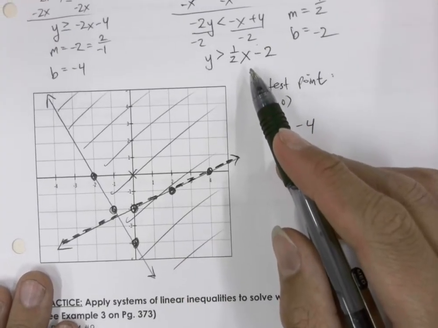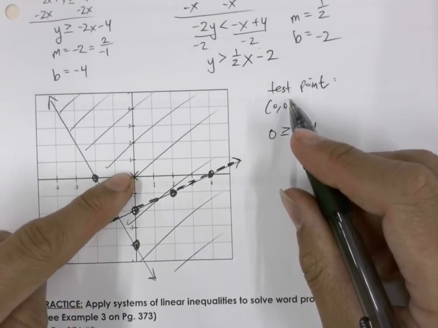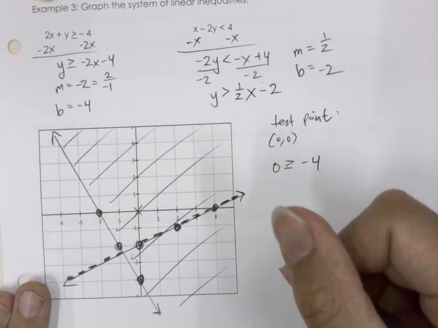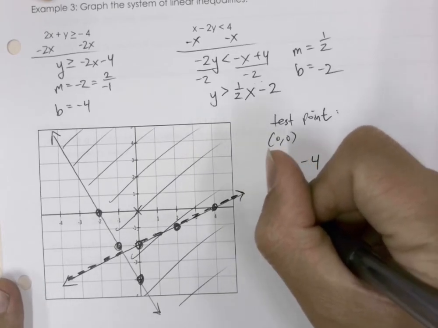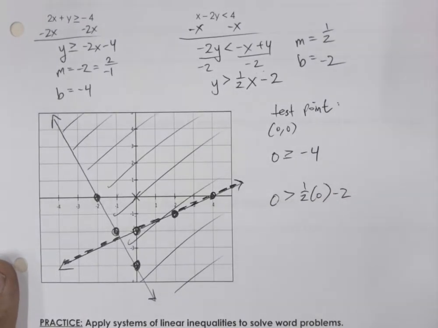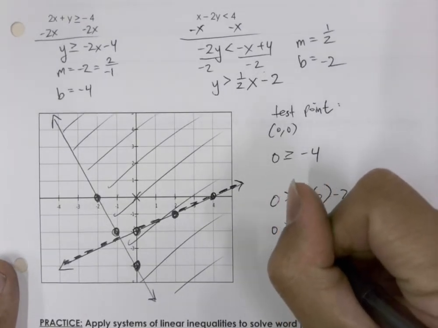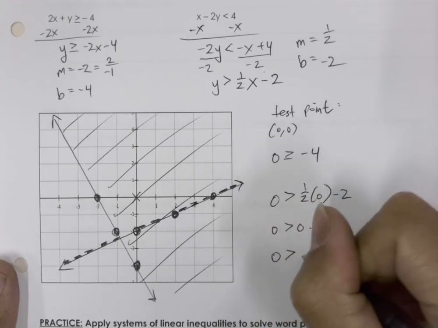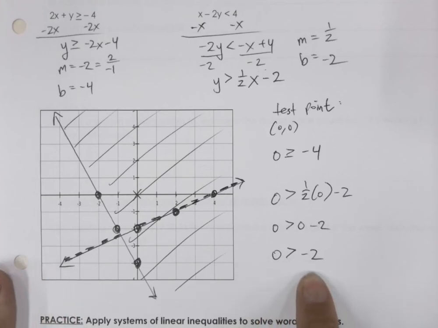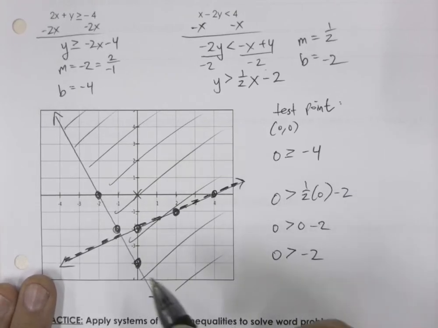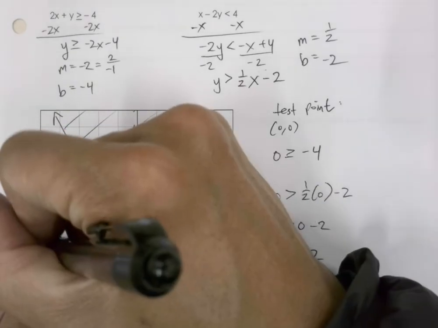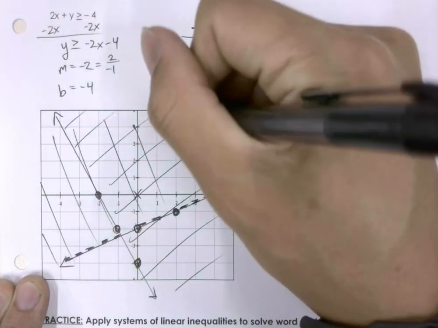So now we want to shade, and our test point, let's go ahead and use 0, 0. And let's substitute it into this inequality here. Right? 0 for x, 0 for y. And we're going to get 0 is greater than 1/2 times 0 minus 2. And if we go ahead and multiply out, we'll get 0 is greater than 0 minus 2, or 0 is greater than negative 2. Is that a true statement? Is 0 a bigger number than negative 2? Yes, it is. Since it is, we are going to shade the side that includes the test point of 0, 0. That is namely this side here.